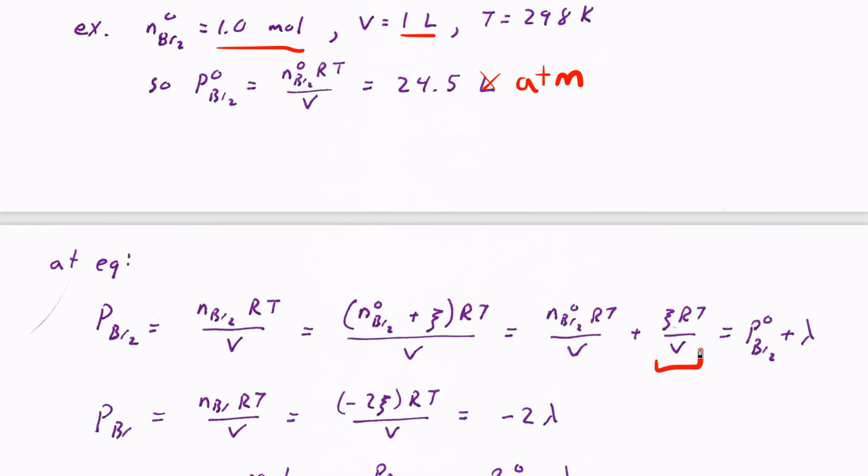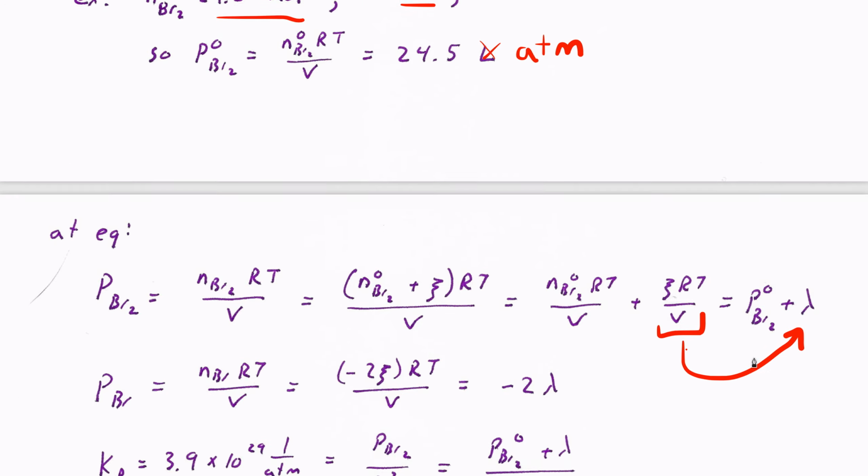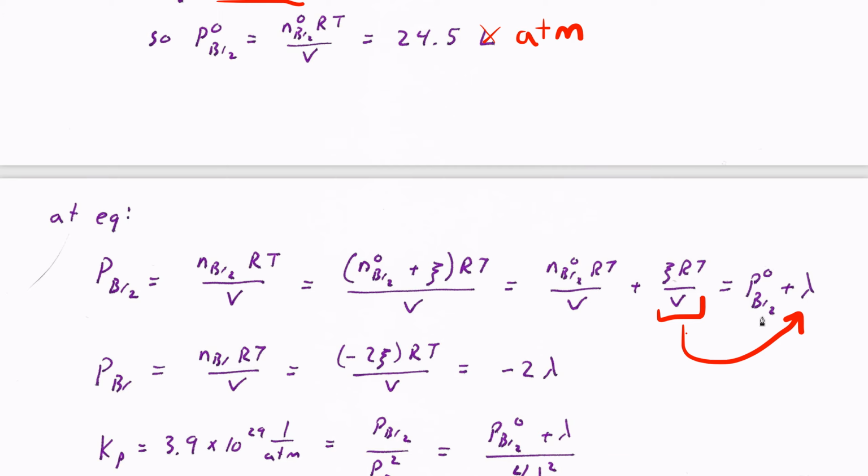This last term, I can think of as the extent of reaction converted into units of pressure, right? So instead of writing down squiggle RT over V a bunch of times, every time I see squiggle RT over V, I'm going to just write down lambda. So I've defined a new variable lambda, which is equal to squiggle RT over V, and I'm going to think of that as the extent of reaction expressed in units of pressure. And likewise, N naught RT over V, that's just the initial pressure, P naught, of the Br2 gas.